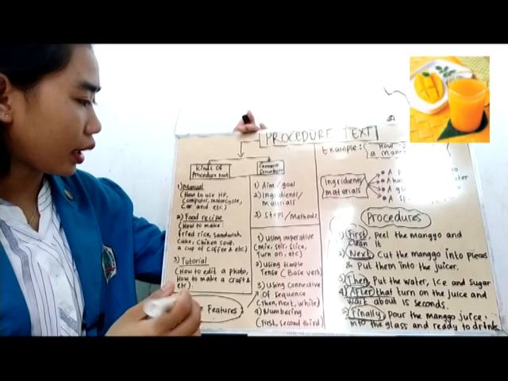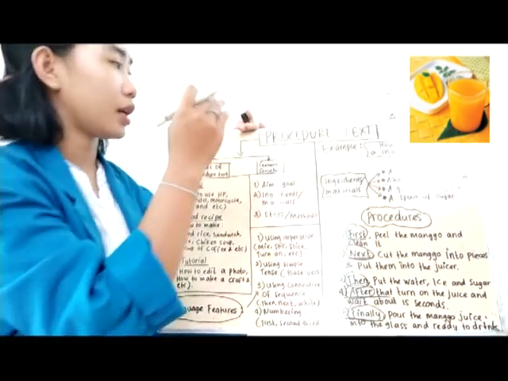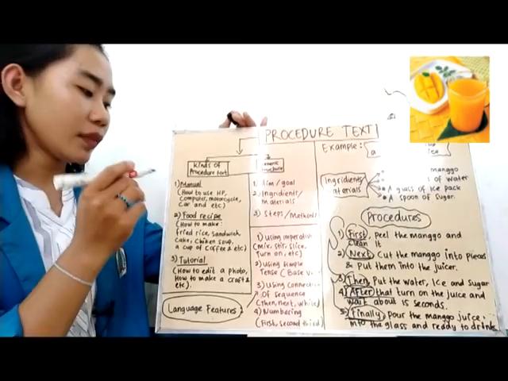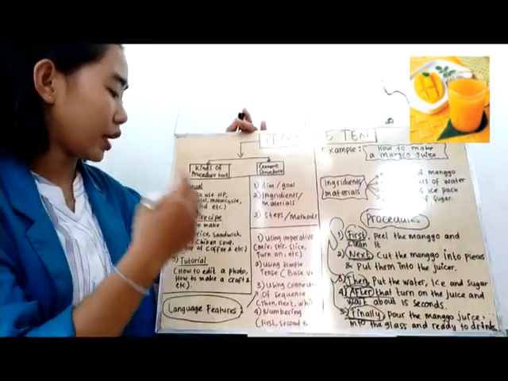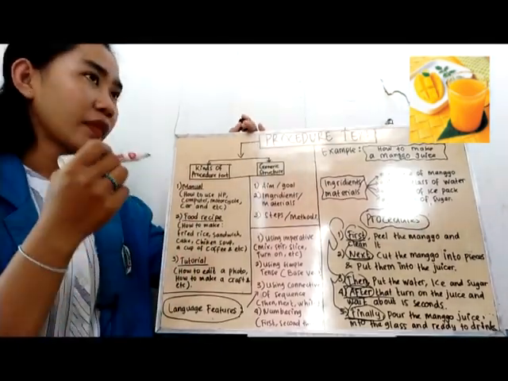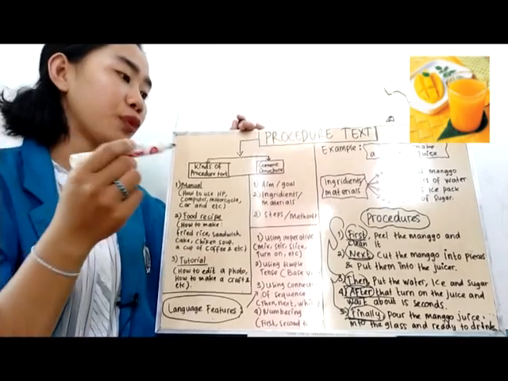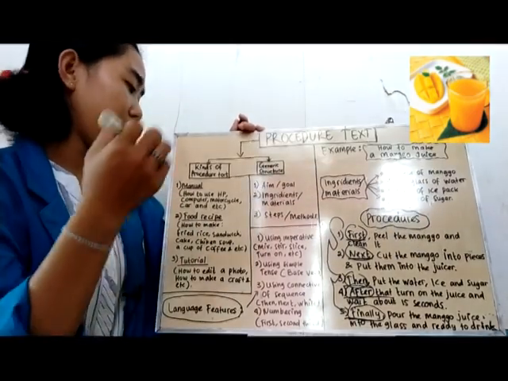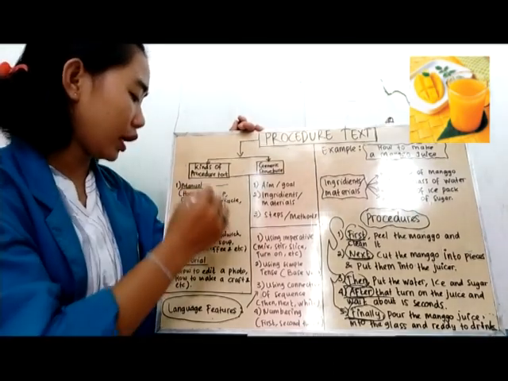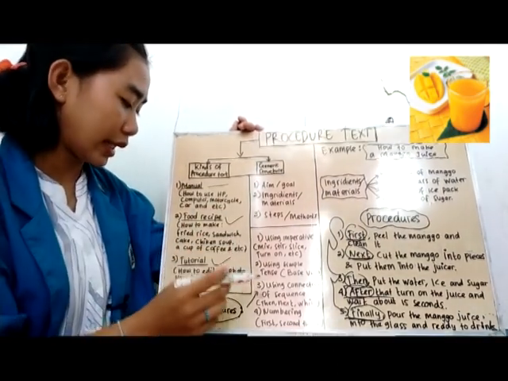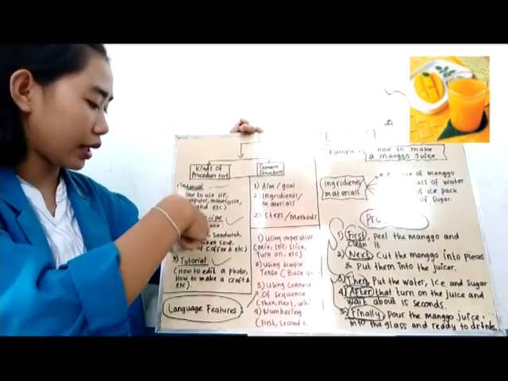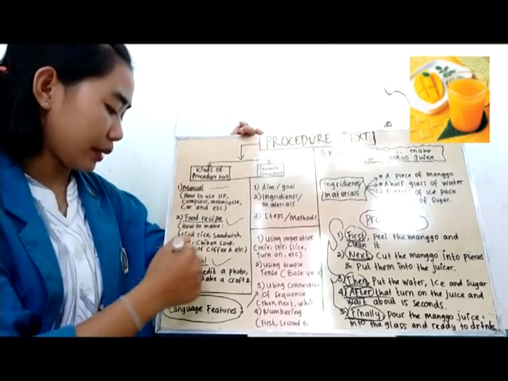And so to make a good structure of procedure text, we should see the rules of the procedure text. First, we decide what we are going to do or make. You can choose from a manual, food recipe, and tutorial. These are examples of procedure text.